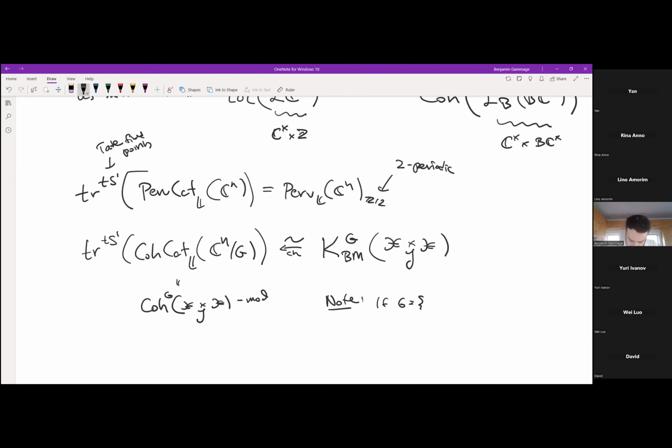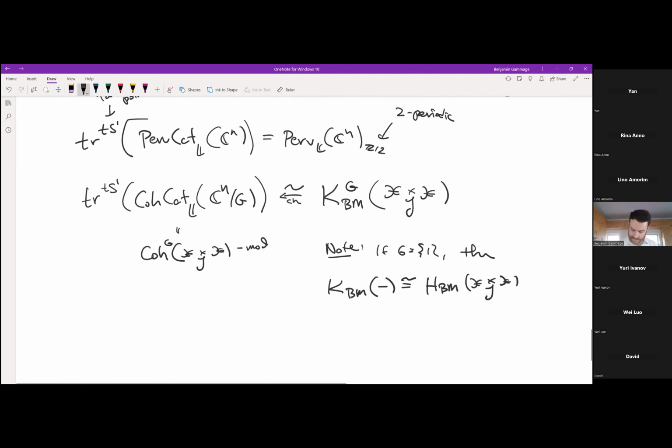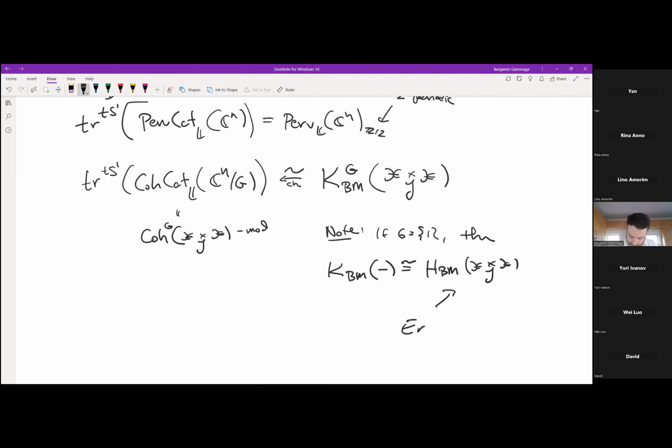if G is trivial, then Borel-Moore K-theory of whatever is just equivalent to Borel-Moore homology, right? And Borel-Moore homology of this, Borel-Moore like de Rham cohomology of some fiber product like this, is equivalent to some endomorphism in the category of D-modules on Y, of the function's D-module pushed forward from X.